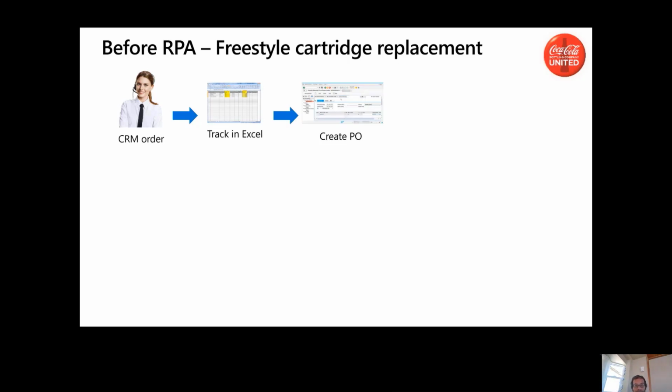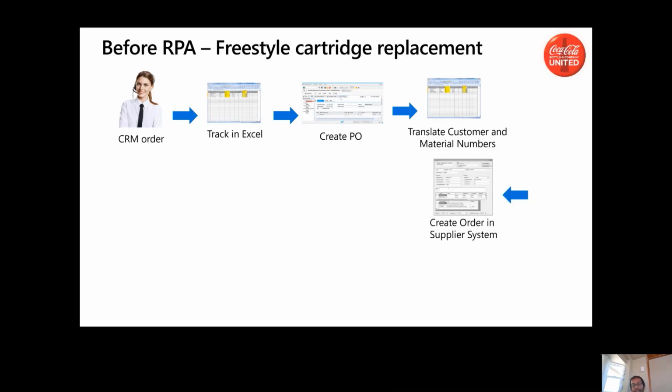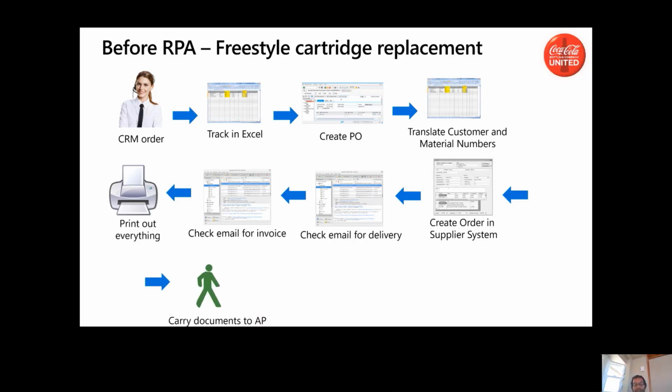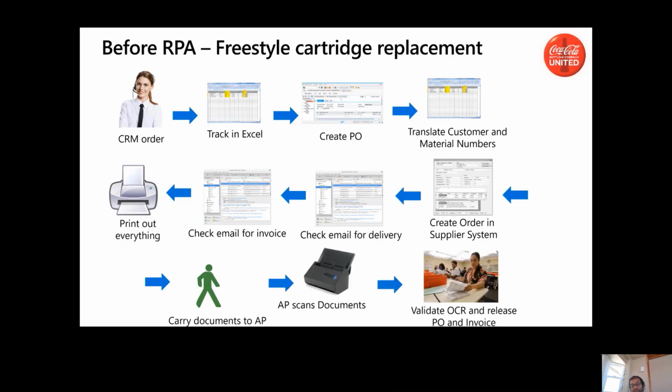They would create a purchase order in a line of business app that was running on-prem. Then they would translate the customer and material numbers in a separate app. Then they would create an order in the supplier system, which used to be an external website. And then they would check email for delivery every so often. When they would get the invoice, somebody would print it out, physically walk to the AP department, scan the documents, and then a human at the end would validate the PO and release the payment to the supplier.